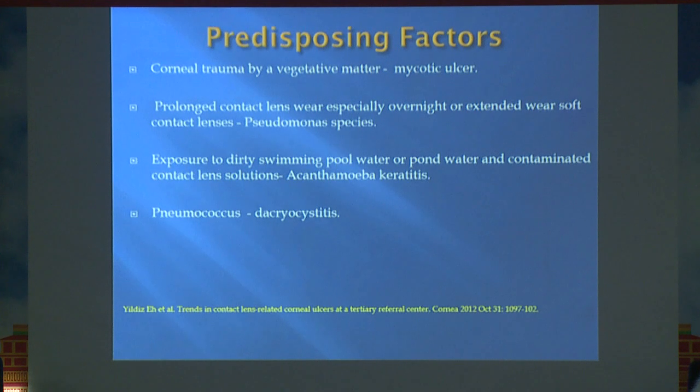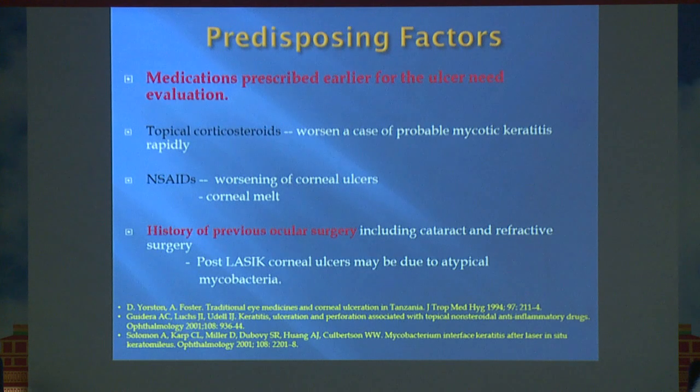Corneal trauma by vegetative material may indicate towards a mycotic ulcer. Prolonged contact lens wear, especially overnight or extended wear soft contact lens, may indicate towards Pseudomonas species. Exposure to dirty swimming pool water or pond water and contaminated contact lens solution may indicate towards acanthamoeba keratitis. If there is dacryocystitis, then there may be chances of Pseudomonas keratitis.